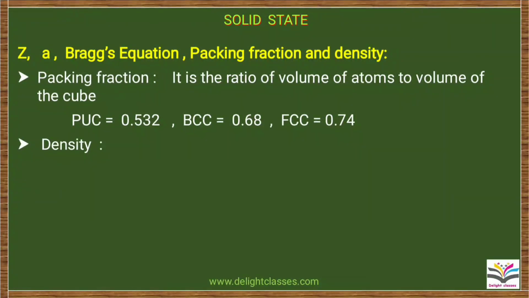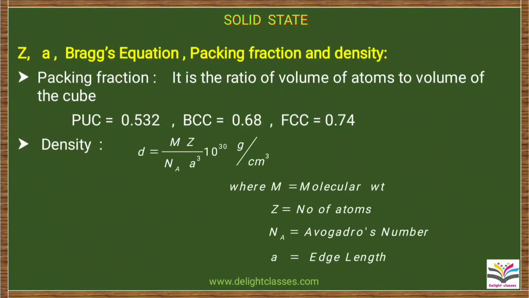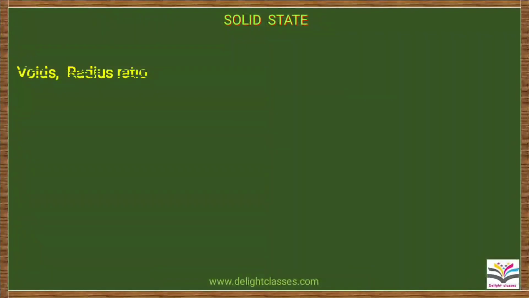Density, we know, is mass per volume. Density = Z × M / (Na × a³ × 10^-30) grams per centimeter cube, where M is the molecular weight, Z is the number of atoms, Na is Avogadro number, that is 6.023 × 10^23, and a is the edge length.